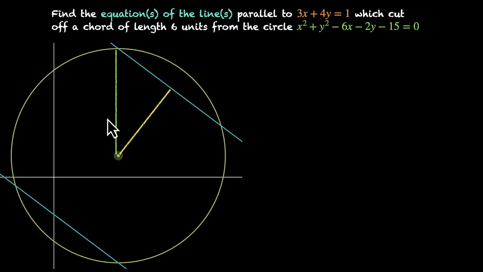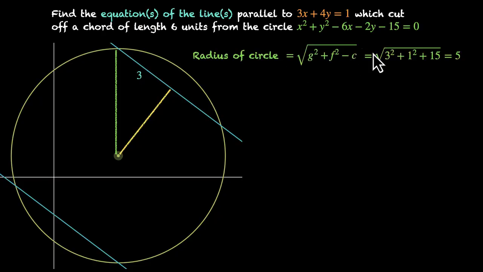What are the lengths that we know? We know that this length is 3 because the intercept is of length 6, and half of that is 3. What else do we know? Do we know the radius? Yes. This is the standard equation of a circle. The radius is the square root of g square plus f square minus c. So this is root of 3 square plus 1 square plus 15. This is 9 plus 1, 10 plus 15 is 25. Root of that is going to be 5. So we get the radius of the circle as 5 units. And in this right angle triangle, if this is 5, this is 3, this is going to be 4.